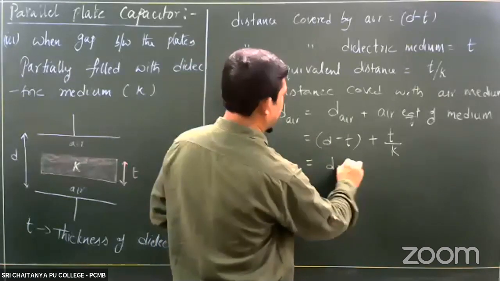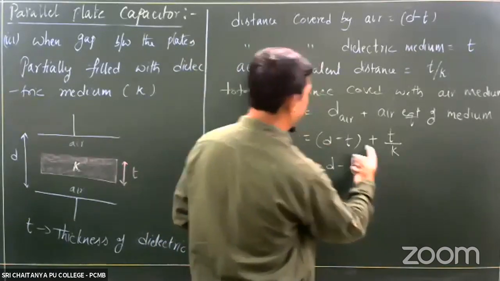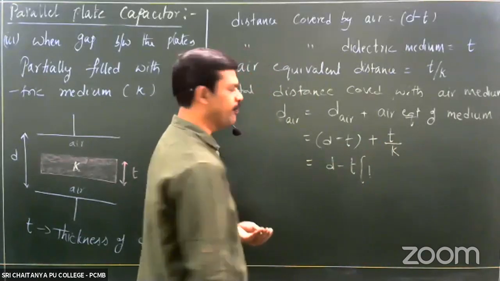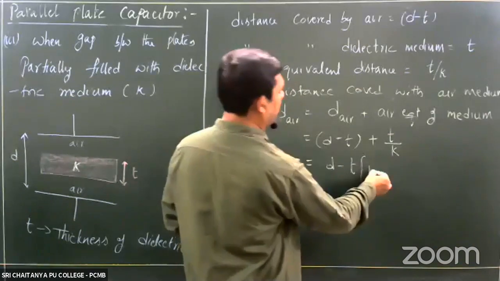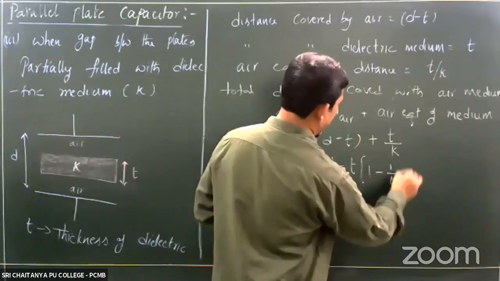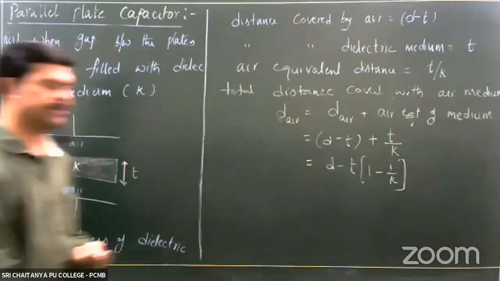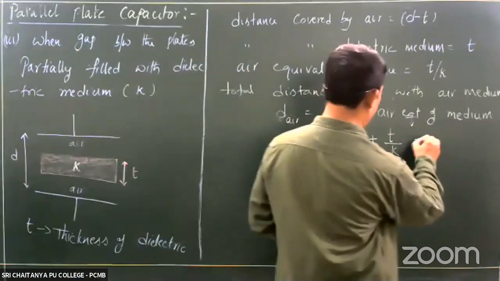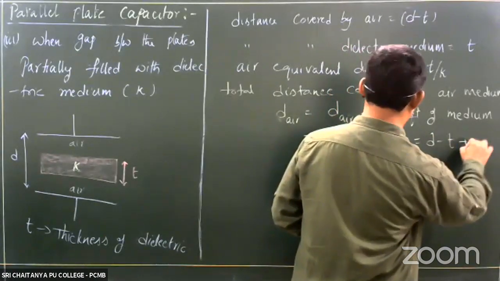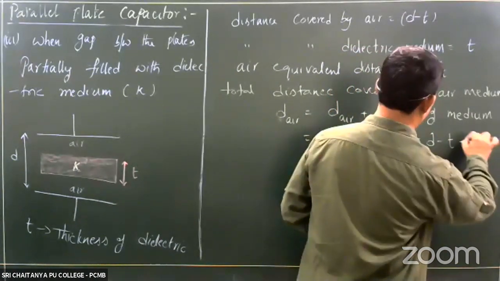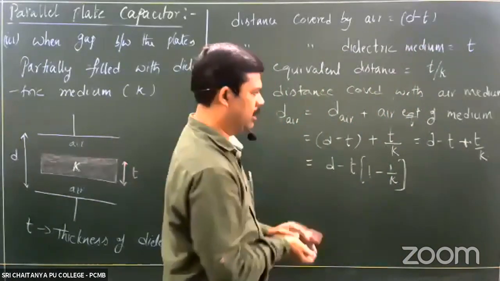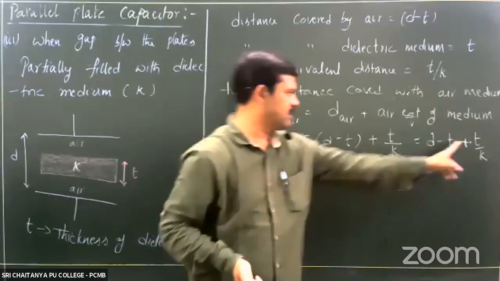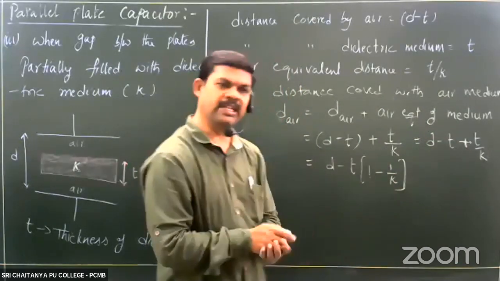Can I write it like this? D minus T plus T by K. From these two I am taking minus T common: D minus T into 1 minus 1 by K. If I write like this, D minus T plus T by K, from this minus T common, here 1, here 1 by K, minus into minus gives plus, yes, 1 minus 1 by K.